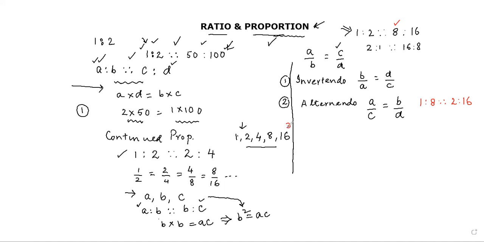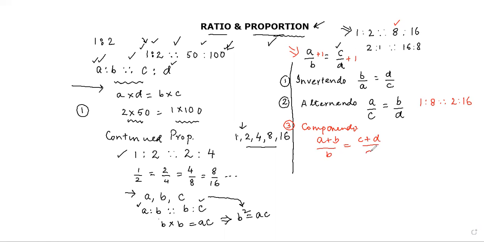The third one is called componendo. What is componendo? Componendo is that if in this I add +1 on this side and +1 on this side, I can do that, right? I can add +1. In that case, if I take the LCM, this becomes A plus B upon B is equal to C plus D upon D.